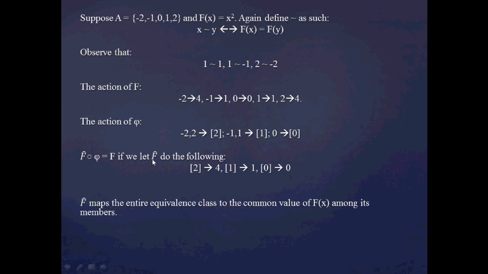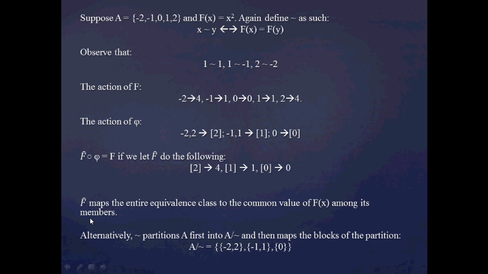So hopefully you can see that this function composition here, f hat of phi, is doing the same thing as f for any starting value within the set A. So again, f hat is going to map the entire equivalence class, not the numbers within the equivalence class, but the entire equivalence class, to the common value of f of x among its members.